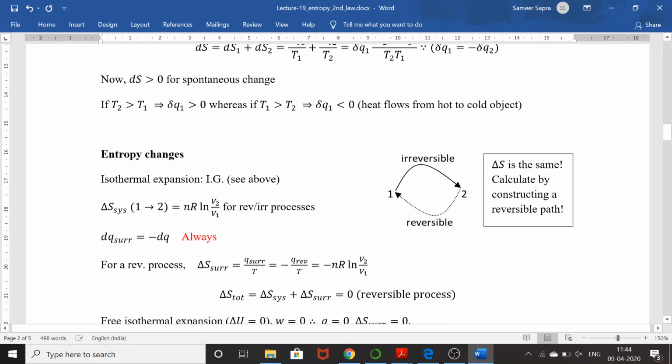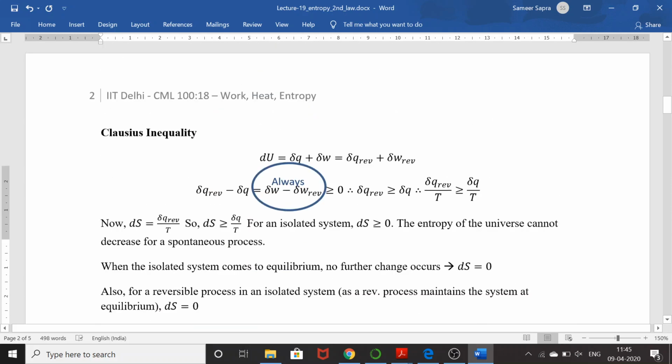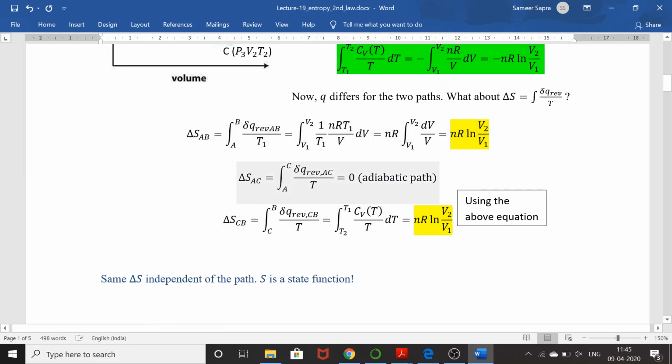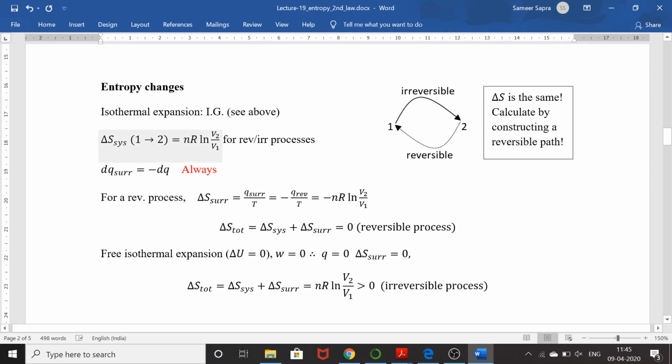Okay, let's take a look at another example, an isothermal expansion. If I look at an isothermal expansion, I'm going from, let's say, volume V1 to volume V2, state 1 to state 2. So the delta S for the system comes out to be, as we've seen above, nR log V2 by V1 for the isothermal case. Whether it's a reversible or an irreversible process, it doesn't matter. I know entropy is a state function.